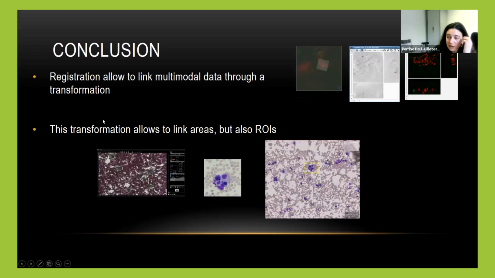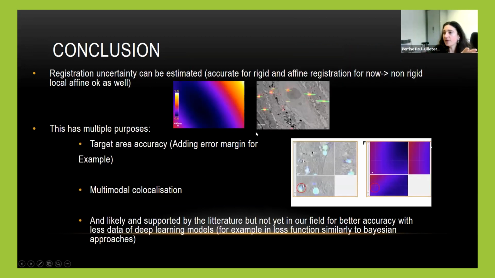So what I tried to show you was that the purpose of registration is really to link multimodal data and you get that from the transformation. So the transformation, okay, you can apply it to the image, but you can also link areas and link images, sorry, and ROIs as well. And that can have different applications, maybe going from a microscope to another one or targeting a specific area.